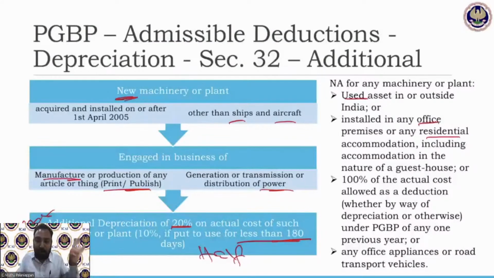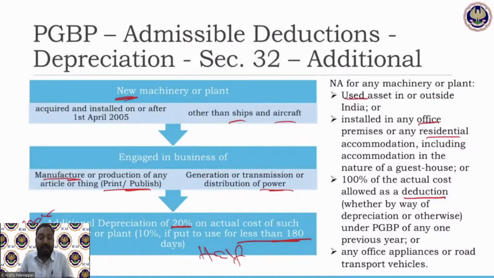So only for that use should that machinery be used. It is not allowed for office purpose or something. Similarly, the next category is assets where 100% of actual cost is allowed as deduction. Let's say in one of the sections, like 35AD, where we said 100% will be claimed for that asset, additional depreciation will not be allowed because 100% of the deduction has already been claimed. So wherever 100% has been allowed as deduction, you cannot claim additional depreciation, because the cost of the asset itself is zero since you have provided 100%.